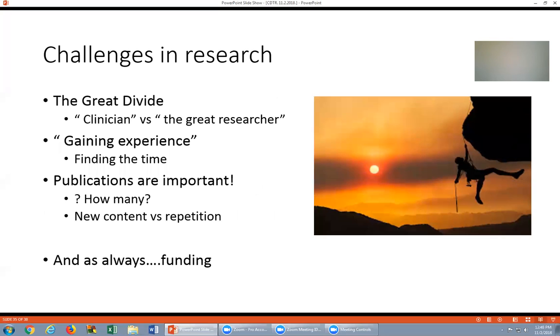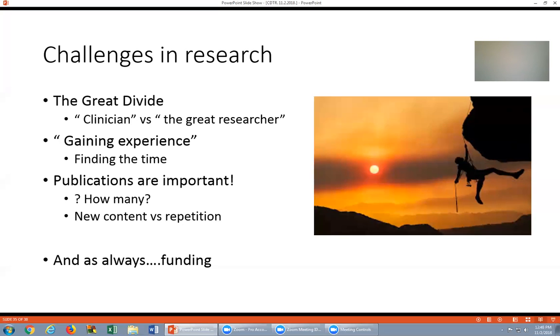Health informatics is a totally different language. Research is a totally different language. Writing a grant requires, I don't know what language it is. It's very hard to write a grant. And it's very hard for us to find that time.